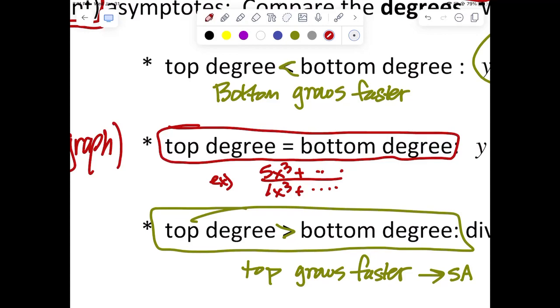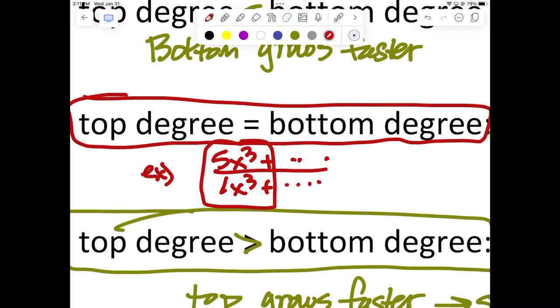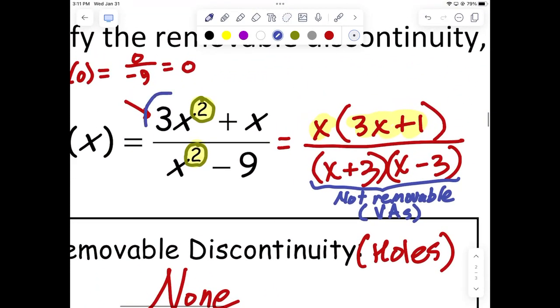If I asked you just to simplify your leading terms, what would you do with the x cubes? Bye-bye. You would divide them out. And what would we be left with? 5 over 1, which is what? 5. Okay? Guess what? That's the case that we have right here, right? If I ask you to simplify our leading terms, 3x squared over 1x squared, what would happen with the x squareds? Bye-bye. And what are we left with?